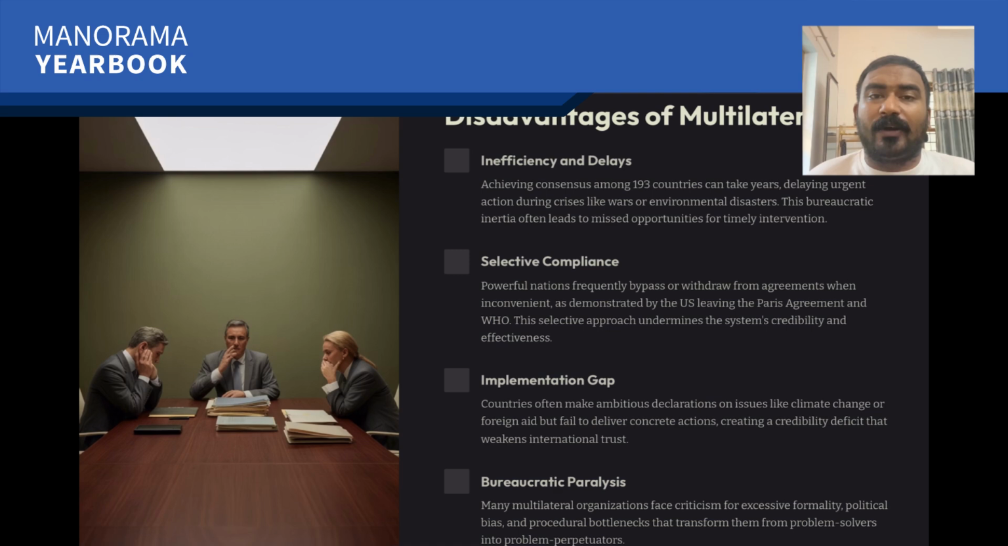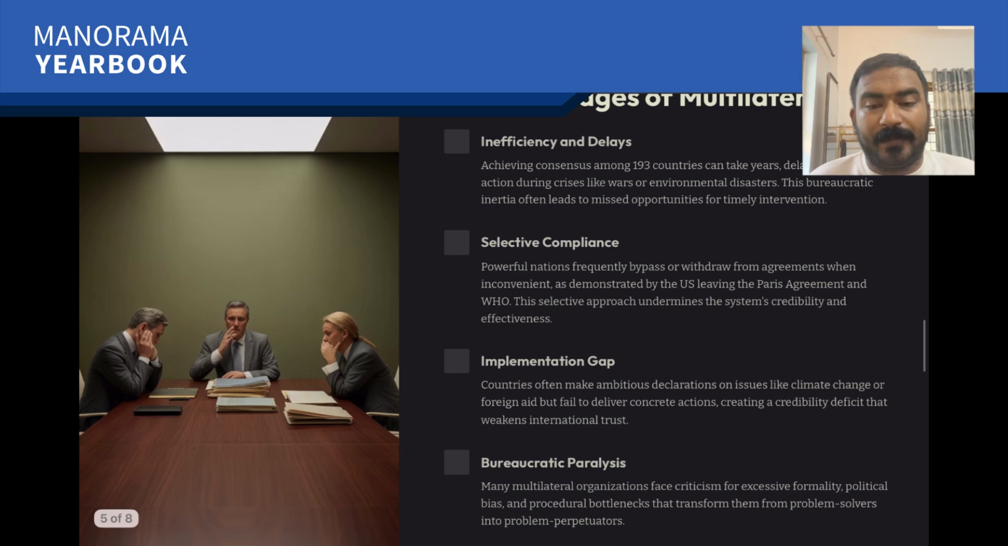Then the next disadvantage is that it can become bureaucratic and ineffective. Many multilateral bodies are criticized for being slow, overly formal, and politically biased. Instead of solving problems, they sometimes get stuck in red tape.